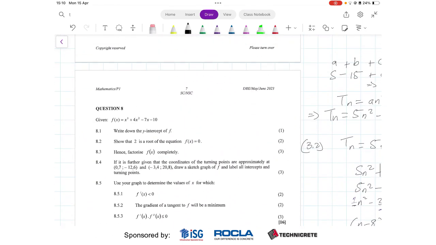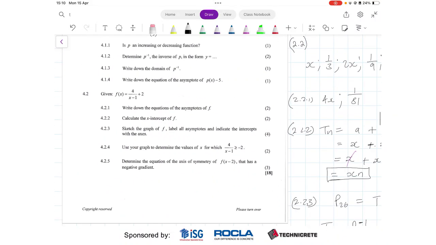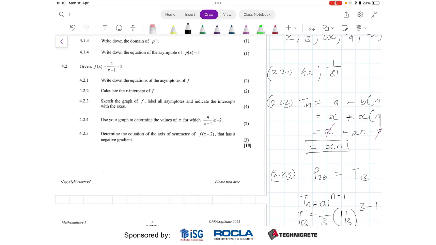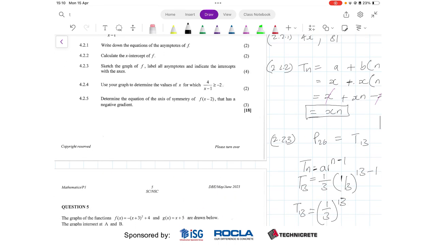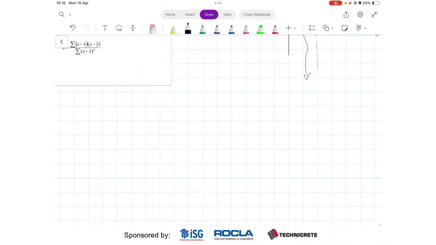And let's look at the last few questions. The last few questions are asking us to A, use the graph to determine the values for which 4 over x minus 1 is greater than or equal to 2. This is an inequality. And the last question asks us to determine the equation of the axis of symmetry of f at x minus 2 that has a negative gradient. Okay, so 4.2.4, let's solve our inequality.